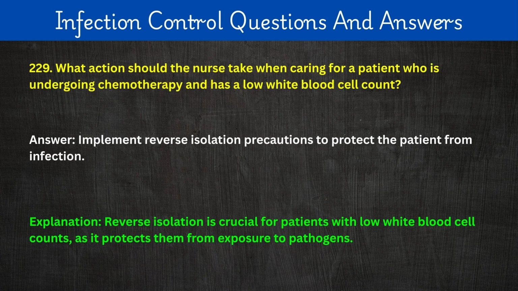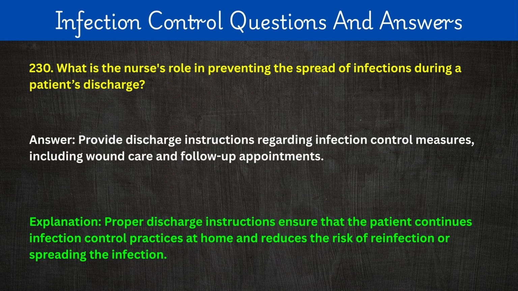229. What action should the nurse take when caring for a patient who is undergoing chemotherapy and has a low white blood cell count? Answer. Implement reverse isolation precautions to protect the patient from infection. Explanation. Reverse isolation is crucial for patients with low white blood cell counts, as it protects them from exposure to pathogens.